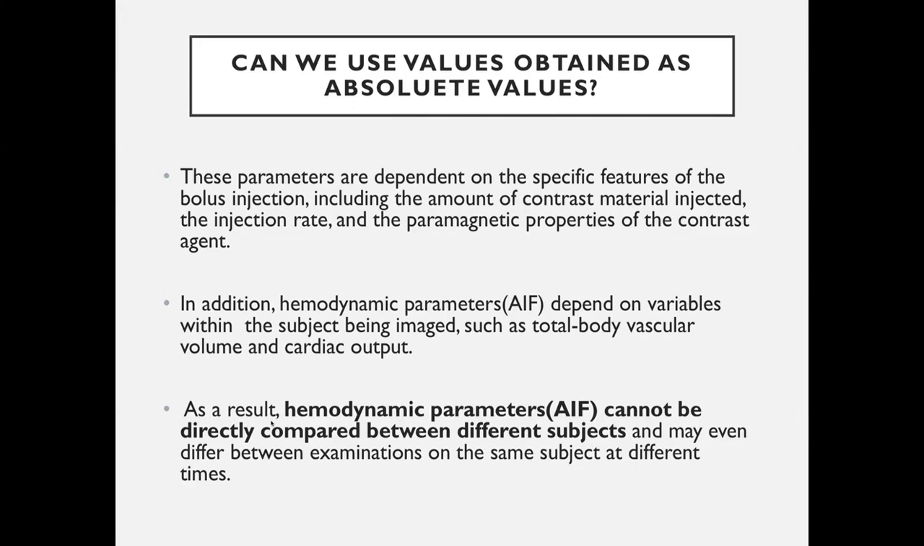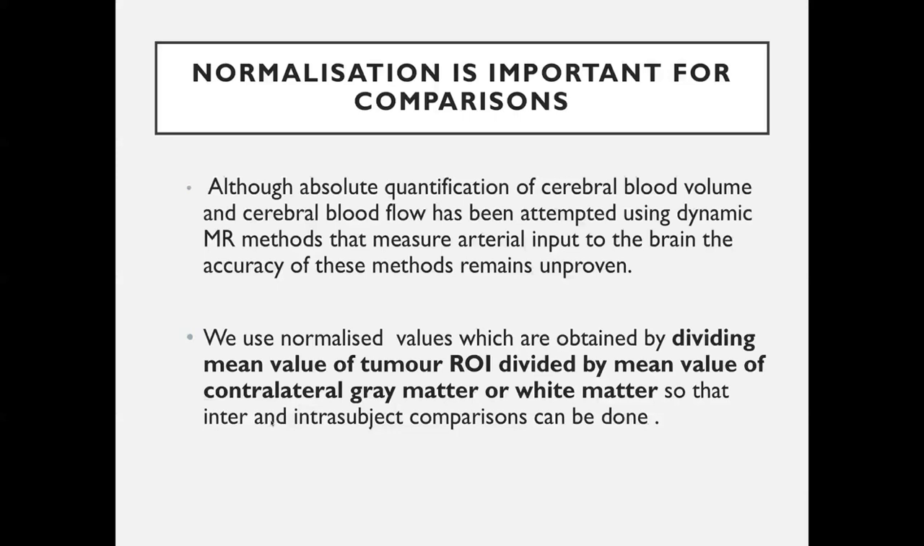So what we do, there is a simple solution to it. Although absolute quantification is very difficult. People are trying it, but still it is very difficult. So what we do is, we take a value in a region of interest, we divide that value by the contralateral gray or white matter, and we get a ratio. We get a ratio like 1, 2, 3, 3.5, 2, 3, 2.5. That ratio takes care of all the variability and confounding factors. So we don't need the absolute values, we need the ratios. With the ratios, the studies can be compared in different subjects or within the same subject at different points of time.